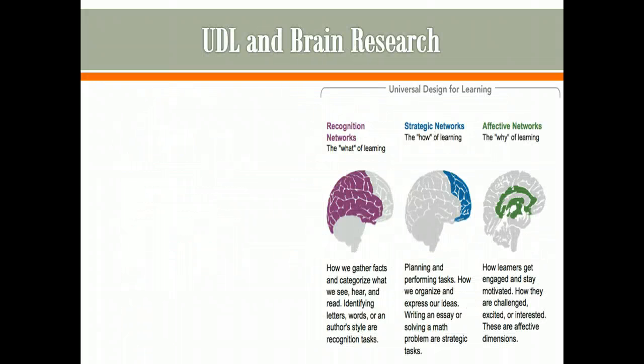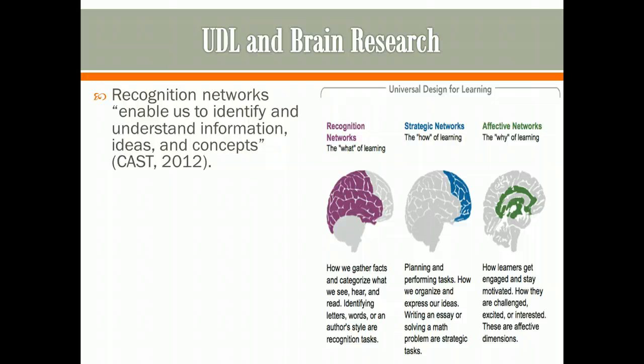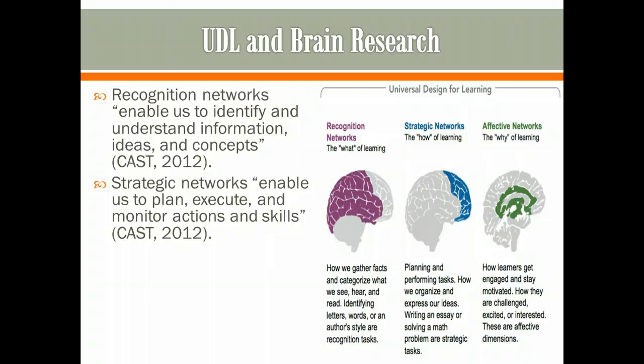UDL and brain research. Universal Design for Learning was specifically designed around the learning brain. Recognition networks, which is the what of learning, enable us to identify and understand information, ideas, and concepts. This is how we gather facts and how we categorize things when we think about background knowledge or prior information. Strategic networks enable us to plan, execute, and monitor actions and skills.